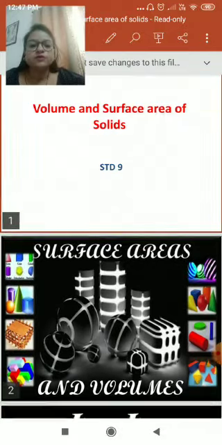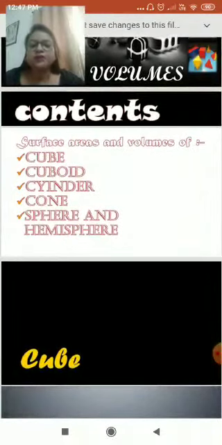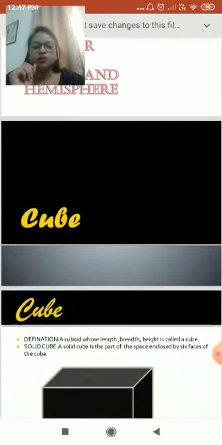Starting with, as you can see, the slide shows a colorful picture of so many 3D shapes. You can see the cubes, the cuboids, the cylinder. So in this chapter, we are basically going to study about surface area and volume of cube, cuboid, cylinder, cone, sphere and hemisphere. So cube. Let us discuss about cube.